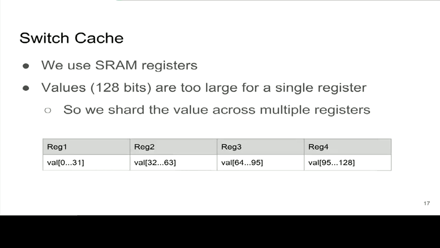So we store the values on the switch and not version numbers, and we do this because clients don't know what the version numbers are when they submit transactions. The switch doesn't know them either. So we use the exact values instead of version numbers.